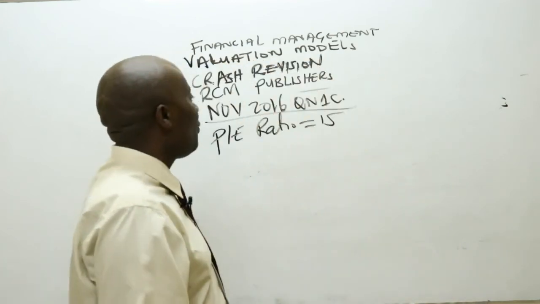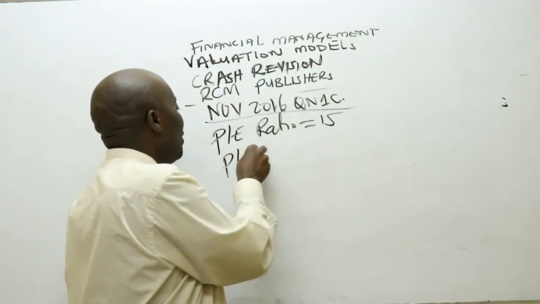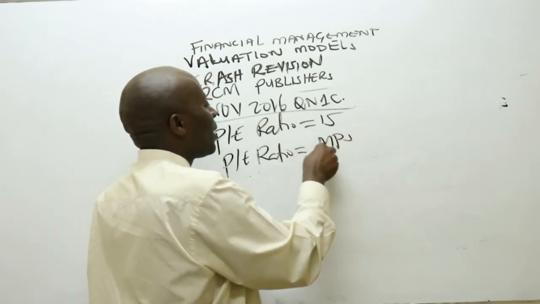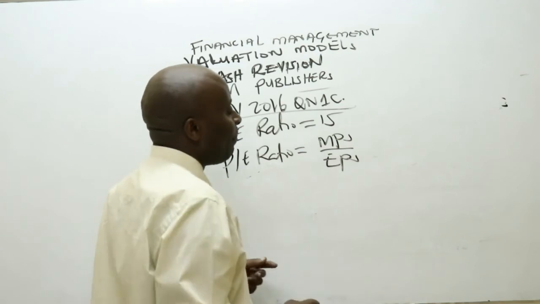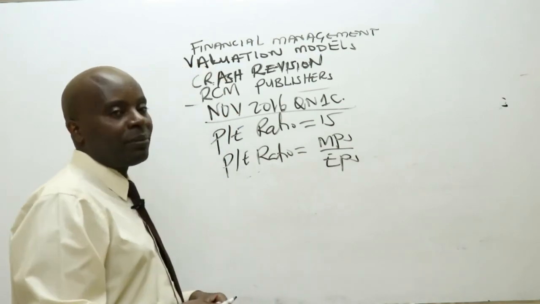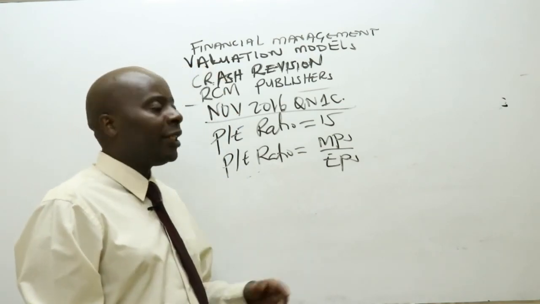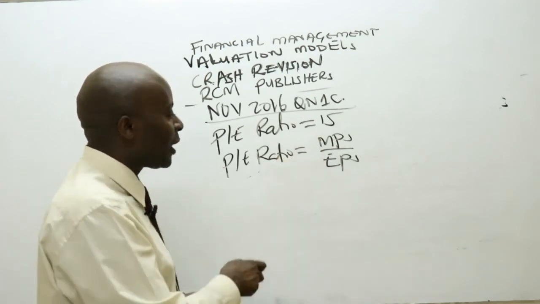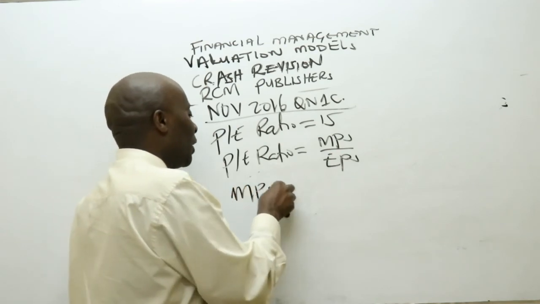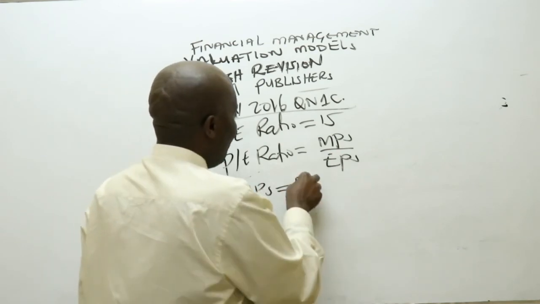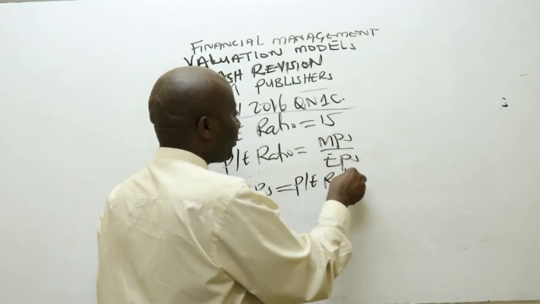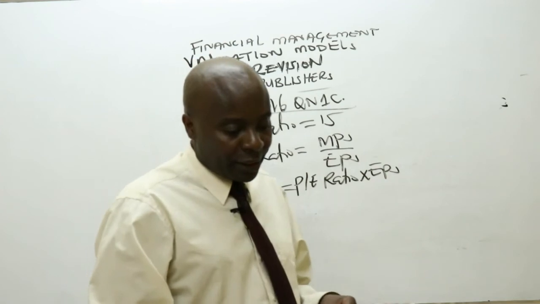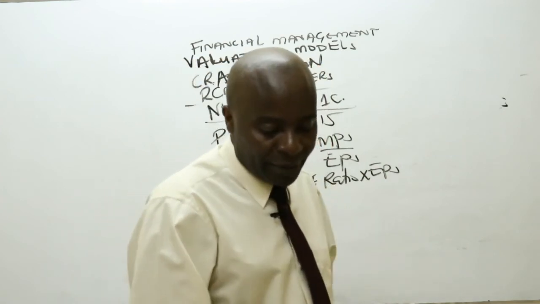Once I have this 15, ladies and gentlemen, remember PE ratio is MPS over EPS. And they want me to give them the market price per share. So make market price per share the subject of the formula. If I do that, then my market price per share will be equal to PE ratio times earnings per share.